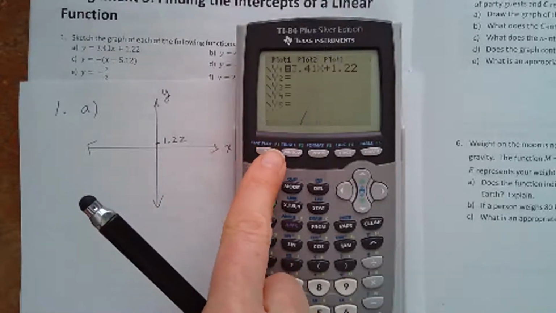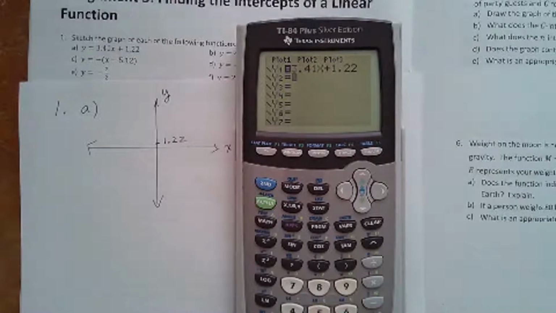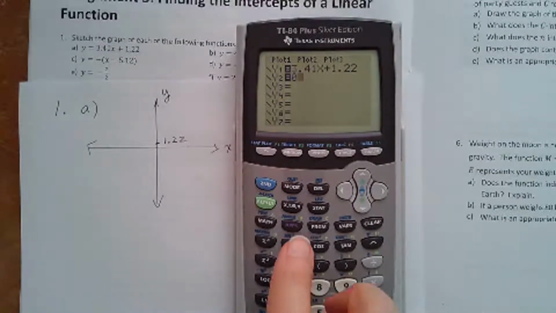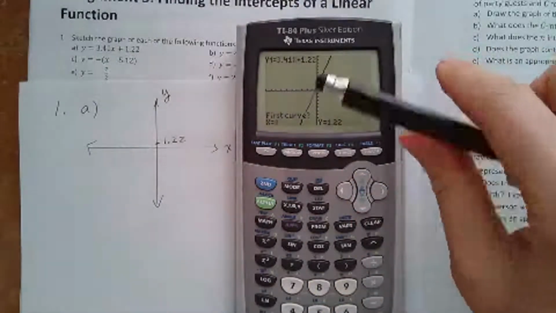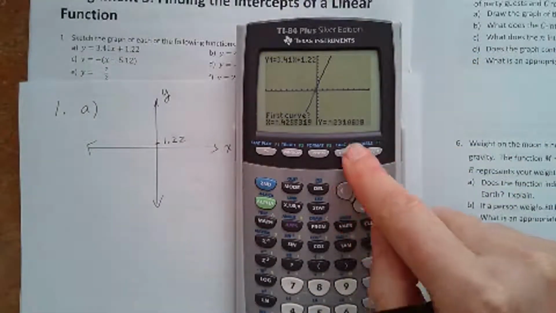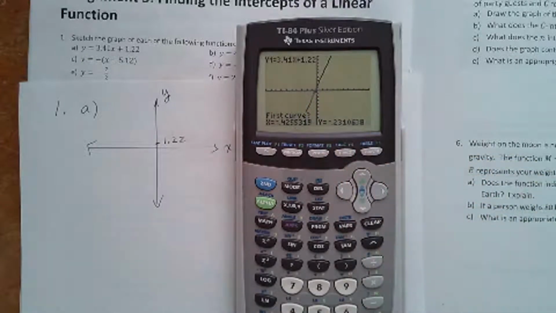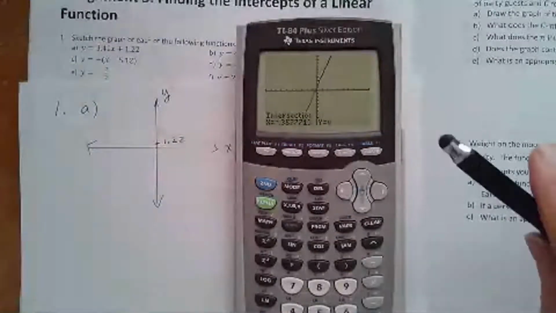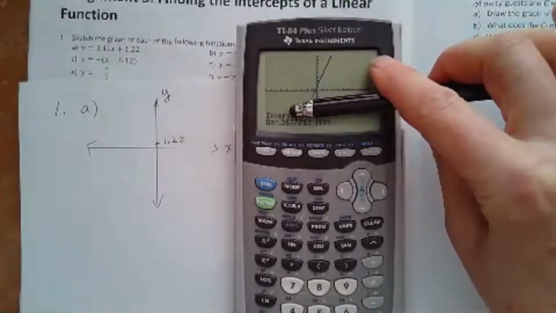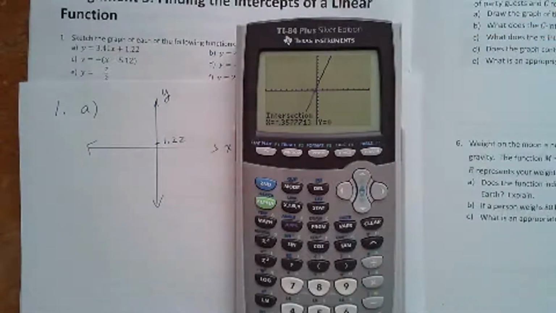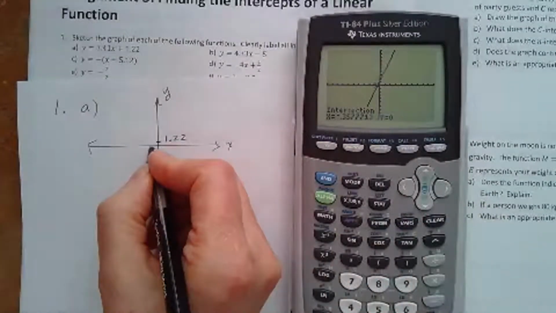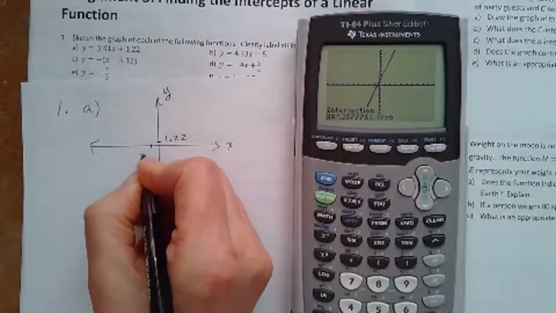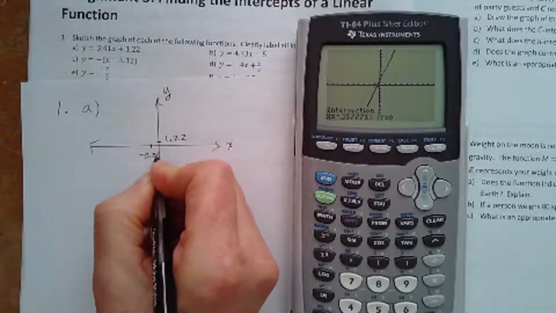I go to my y equals screen. I put a 0 in. Then I'm going to go second calc number 5. Now it's kind of hard to see that. I'm just going to move the cursor a little closer to the x-axis. So enter, enter, enter. So there it is, negative 0.35777. I guess that rounds to negative 0.36. So I'm just going to put it here, negative 0.36.